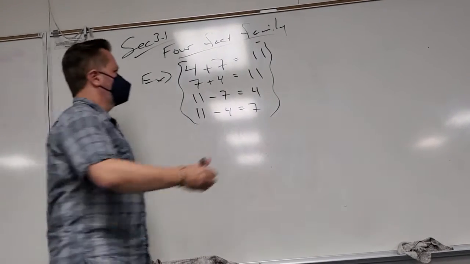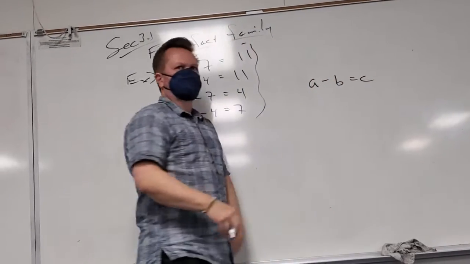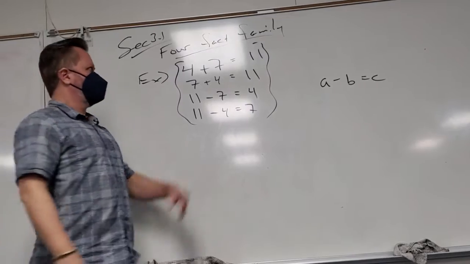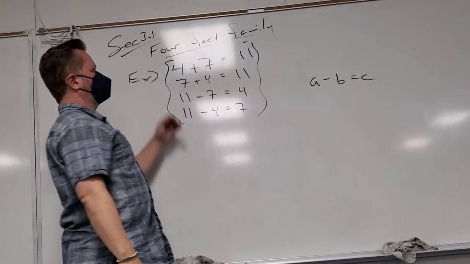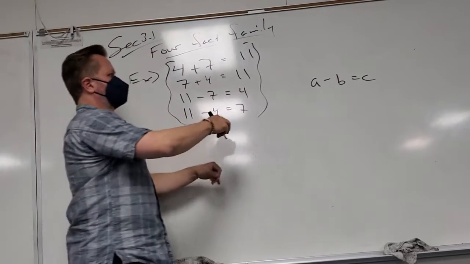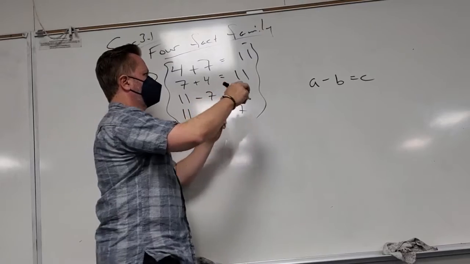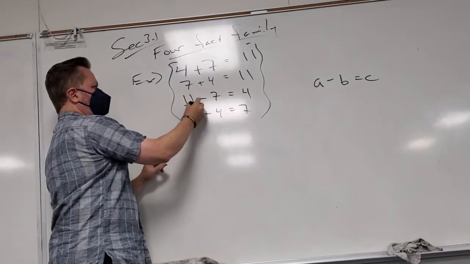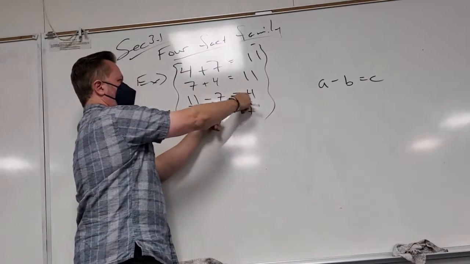So let me give you one that's not so simple. What if A minus B equals C? Give me another fact. Give me what would go here. B minus A equals C? No. B minus C equals A? Sorry. A minus C equals B. Look here: the total minus one piece is the other piece.